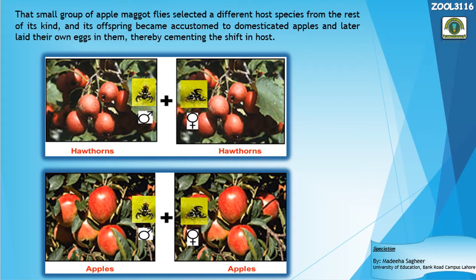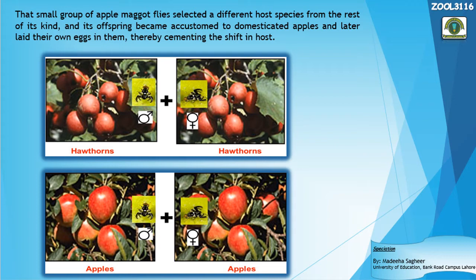Now the point here, as we are talking about sympatric speciation, is that the small group has chosen a different host, but while residing in the same geographical area.